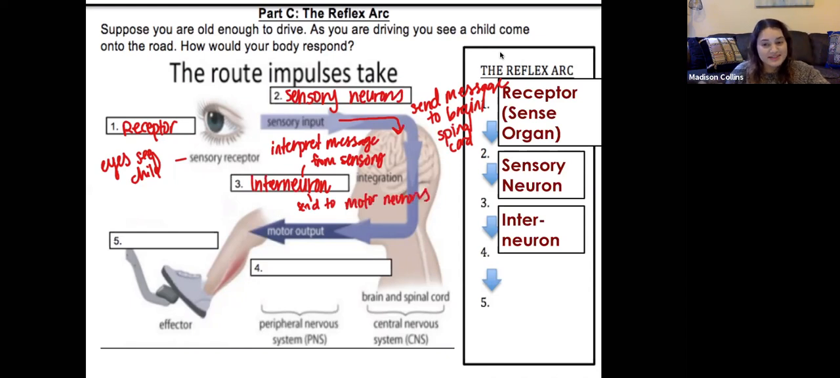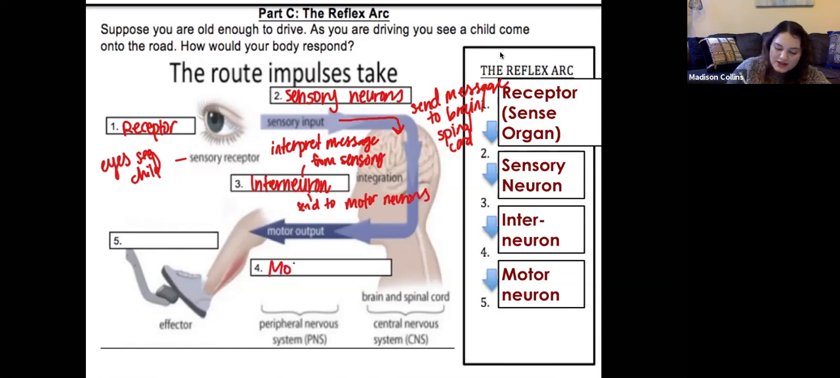Which means that our next step is our motor neurons. Okay, so our motor neurons take that message from our interneurons, and they're going to send that message along to our motor organs. So things like your muscles and your glands. So the motor neurons send that message forward.